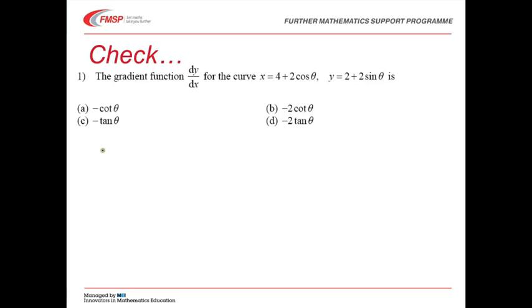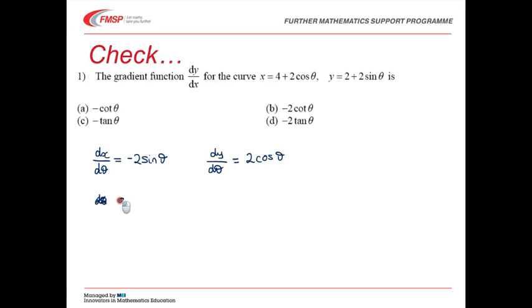Okay, let's see if you got the right answer. So we'll start by differentiating those two functions, this time with respect to theta. It becomes increasingly important that you are very careful about what variable you're working with, which variable you are differentiating with respect to. That becomes even more important in the next section, so make sure you're getting it right now. Differentiating x with respect to theta, the 4 disappears and 2 cos theta becomes minus 2 sin theta. Differentiate y with respect to theta, the 2 goes to 0, and differentiate 2 sin theta, and I get 2 cos theta.